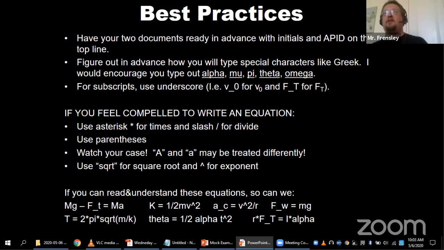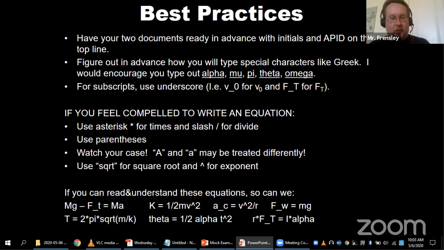I'm going to use parentheses. So if I have to do mg minus mg in the numerator, I'll put that in parentheses, slash m plus m in the denominator. The whole denominator is its own parentheses, right? Please be careful about your case. Please use SQRT if you mean square root, or the up caret for exponent, right?